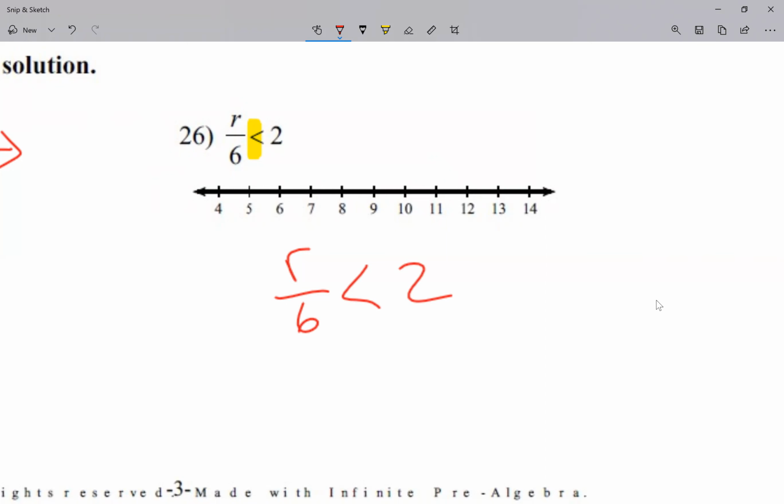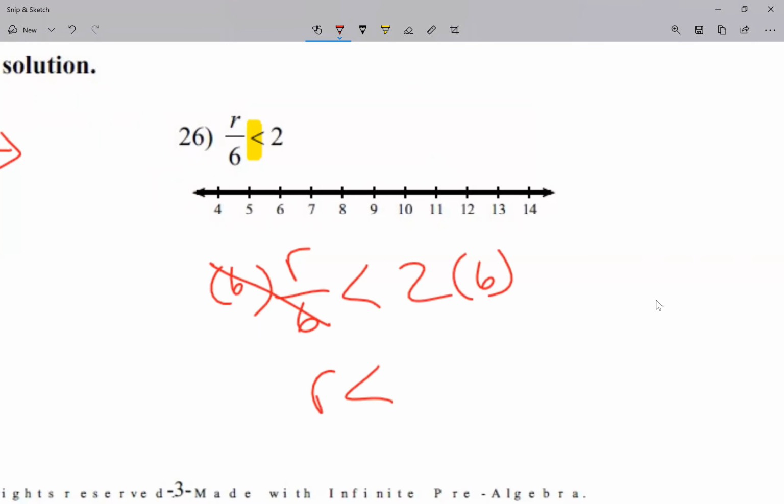The opposite of dividing is multiplying. So let me multiply both sides by 6. So those cancel out. 2 times 6 is 12. So R is less than 12. If I'm solving, R is less than 12. If I'm graphing, I'm going to do an open circle at 12.